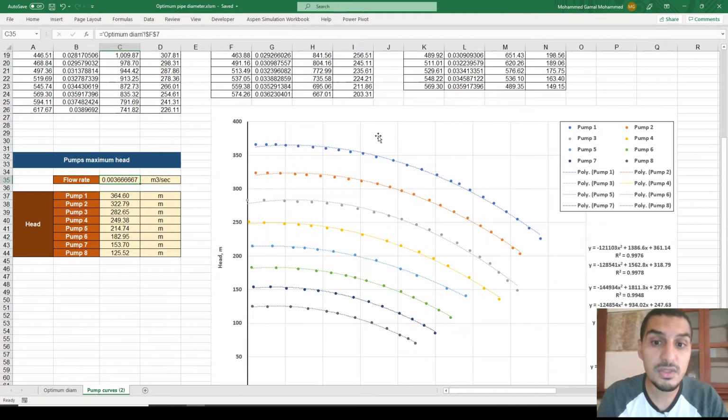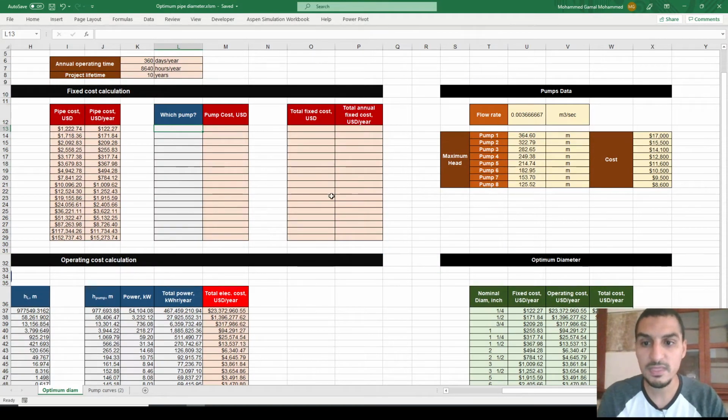If it's higher than the head of the first pump, and this is the point, then I don't have a pump that can do this for me. So I'm gonna skip this diameter. It's not gonna be a valid diameter for me. So this is how I'm gonna do the if condition. It's gonna be six nested if conditions, or seven, because I have 8 points here. So I'm gonna go for seven if conditions, or maybe eight. Anyways, we will see.